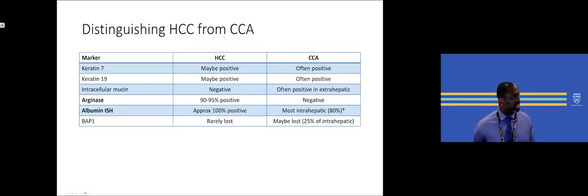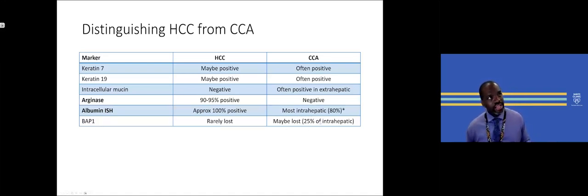Distinguishing HCC from cholangiocarcinoma is a topic that does come up. I've included some markers that may be helpful. Albumin is helpful once you are aware that intrahepatic cholangiocarcinomas are often positive. Arginase, again, is a much better marker, in my opinion. BAP1 can be used to make this distinction.